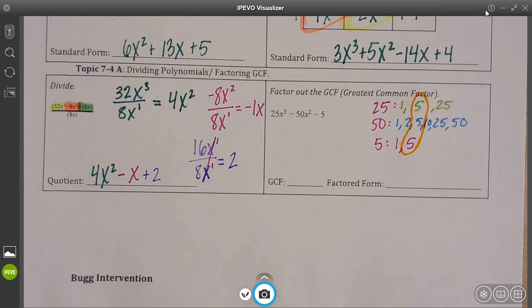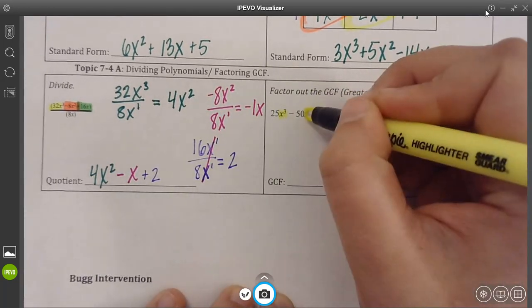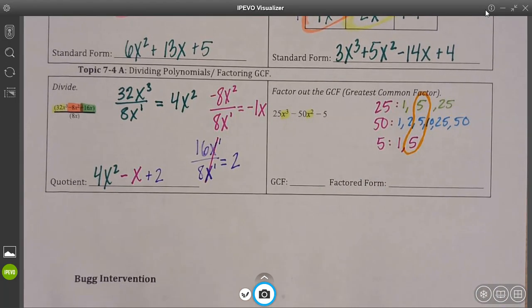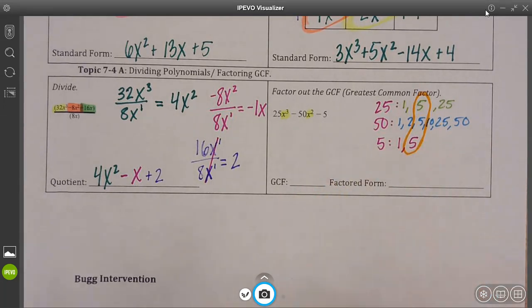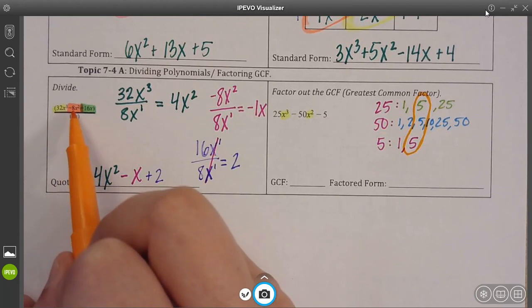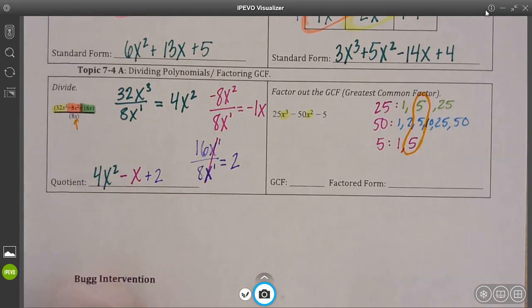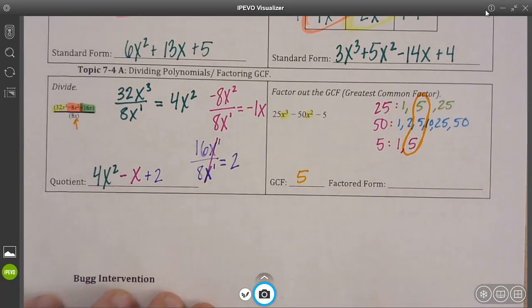And then the other thing we need to check is to see if they have a variable in common. So this one has an x to the third power. This one has x squared, but this 5 doesn't have an x. So our GCF is not going to have an x in the problem. Whereas in this one, if we look at our numerator here, x cubed, x squared, and x, each of our three terms had an x, which is why there was an x in our GCF. So if we want to write our GCF, we're going to just say that it is 5.